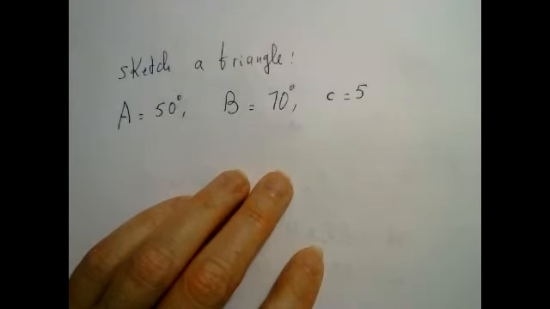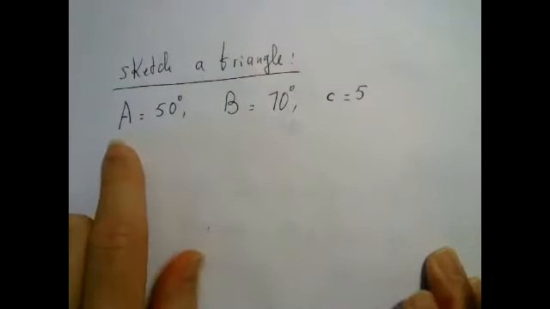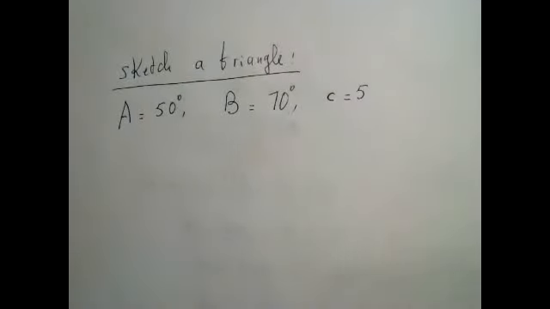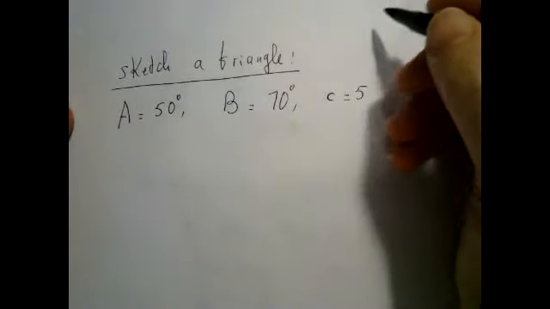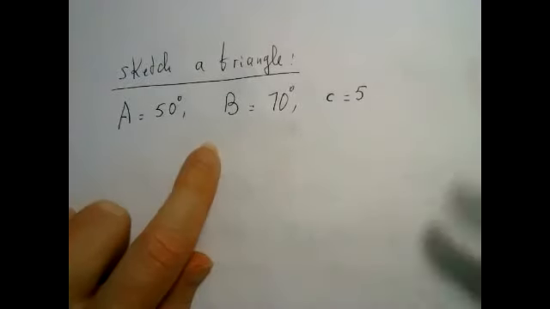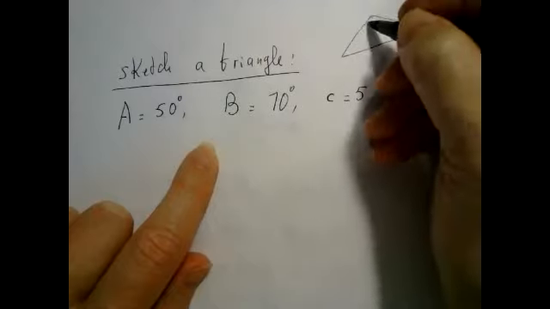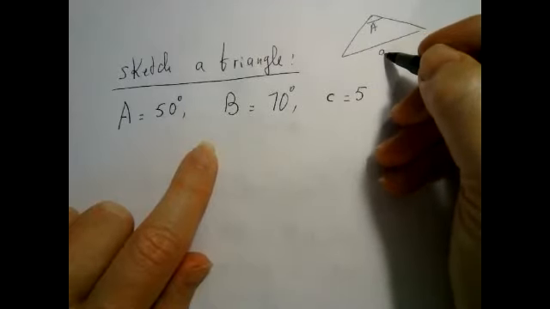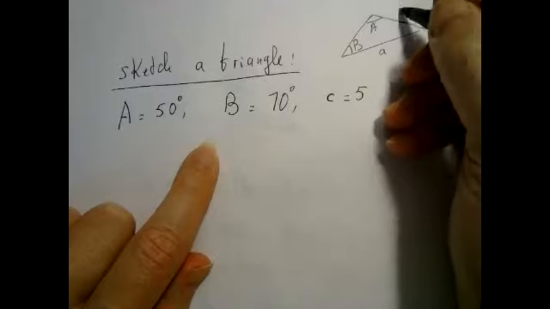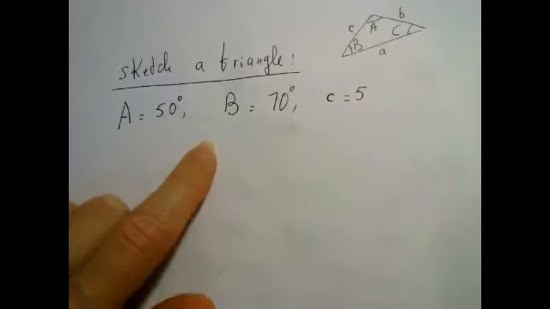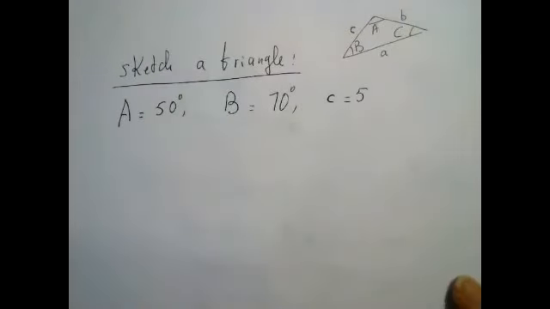All right. So sketch a triangle such that A is 50, B is 70, c is 5. And we're using the convention that little c is the side opposite to the angle C. That's really my convention, this is not my triangle. If this is A, this is little a. If this is B, this is little b. And this is the angle C, this is little c. It's the convention in the book, that's why I need to stick to it. All right, how can I sketch such a triangle?